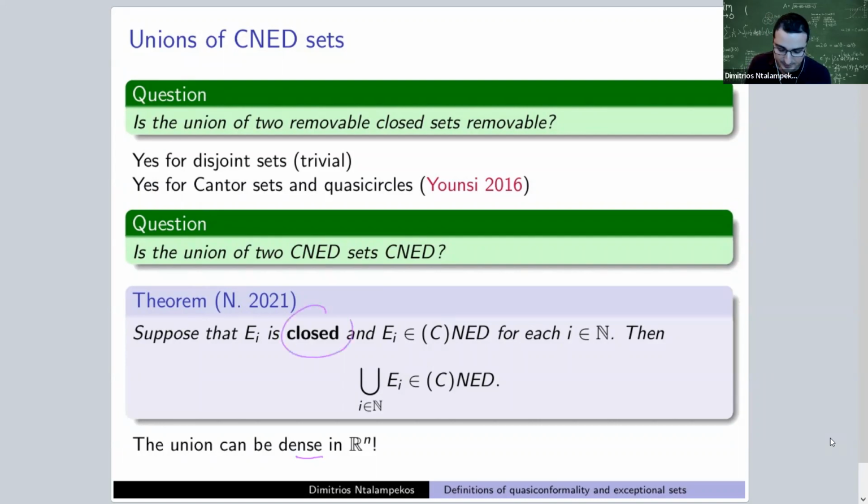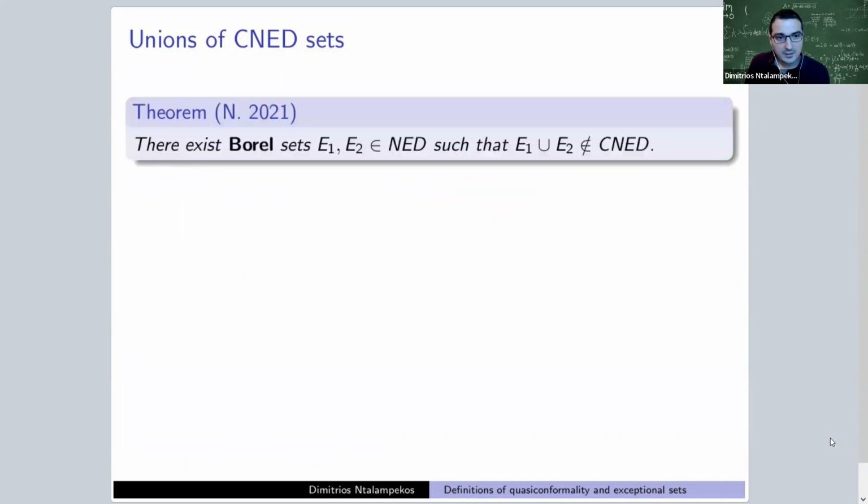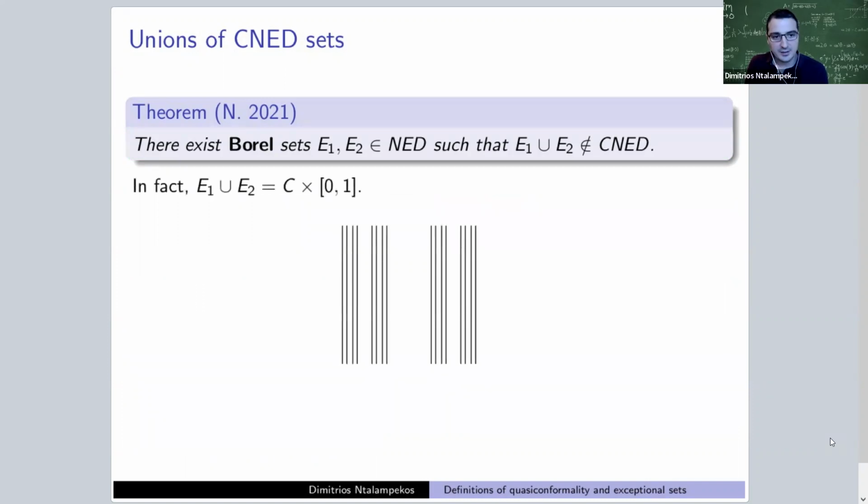But if you drop here this assumption that the sets are closed, then this result is not true anymore. There exist Borel sets which are NED, but their union is not CNED. And actually their union is the product of the Cantor set with [0, 1].